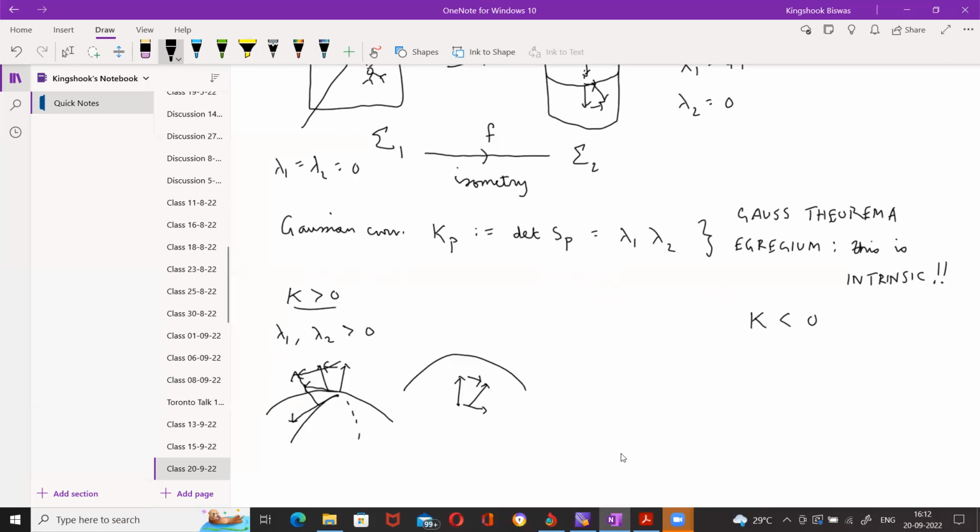Now, if I look at a surface of negative curvature, what happens? The standard example for this is a saddle, right? So a saddle looks something like this. You have one curve which is going like this, and another curve which is going like this. And this is your saddle, right? I've drawn it badly. Sorry, one second. Let me fix that.